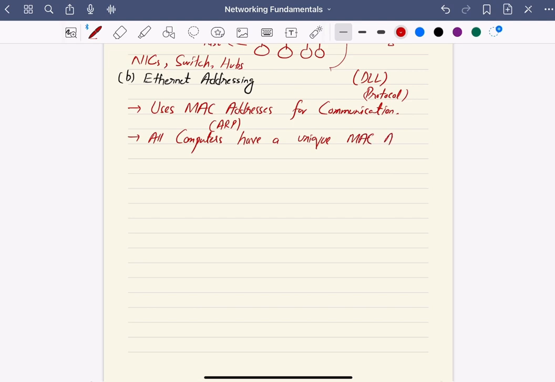Now let me give you an example of what exactly happens in Ethernet and how they use the MAC addresses. Let's say we are using a bus structure, and I have four computers connected to this bus. These are A, B, C, D, and these are their MAC addresses.